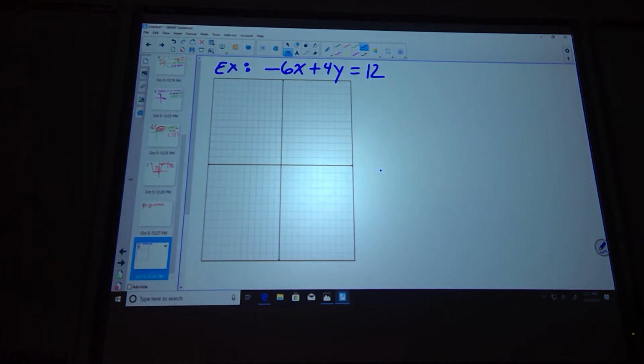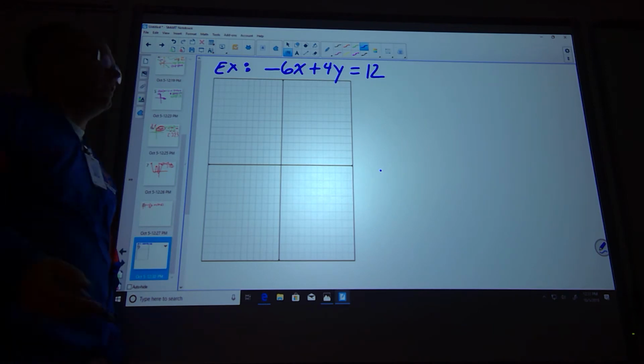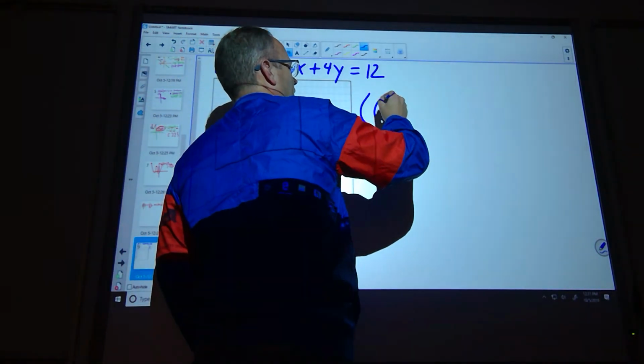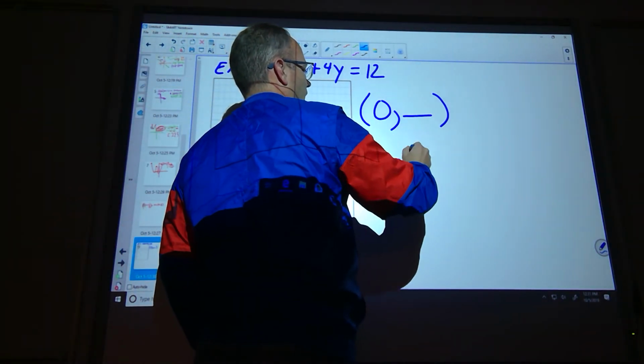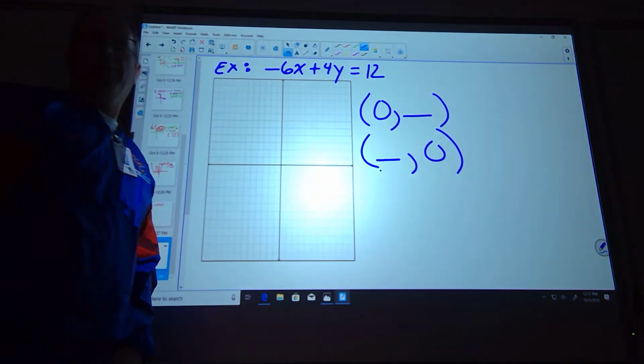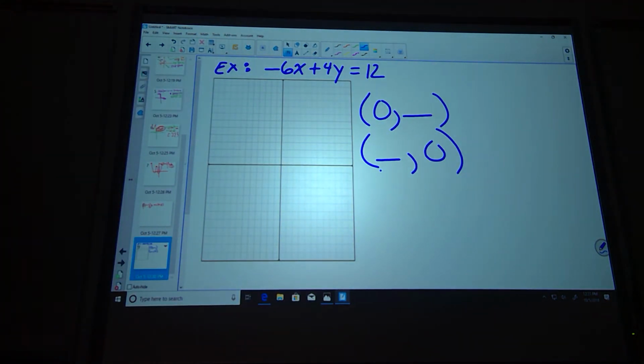So this is going to be a straight line. Does everyone feel comfortable by me saying this? And this is a straight line that is in standard form. Does everyone feel comfortable with that? So standard form is going to allow us to use the cover method. And so the cover method works like this: 0, comma blank, and blank, comma 0. Agree? So those are just points, x, comma y, x, comma y.